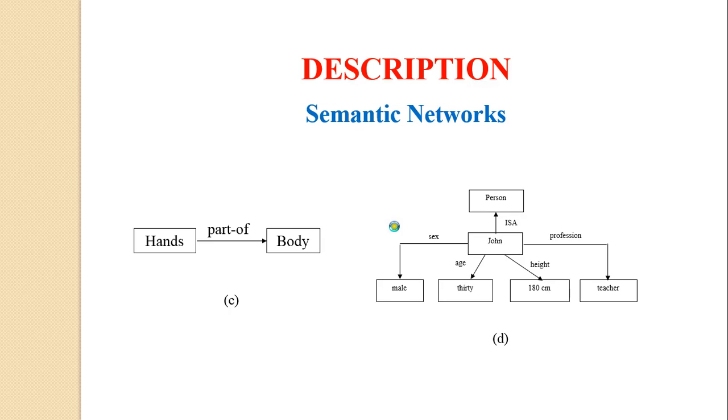And at last, we can also represent the relationship between a node and its attributes or values. For example, in figure D, we can get personal information such as sex, profession, age, and height of John, who is a person.